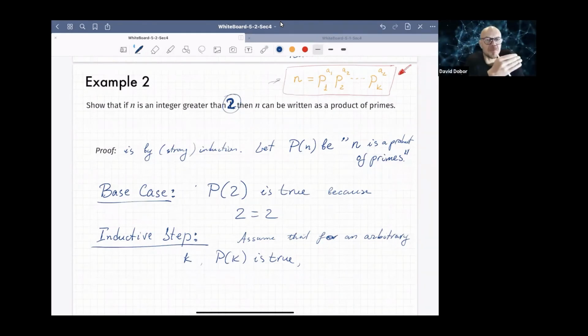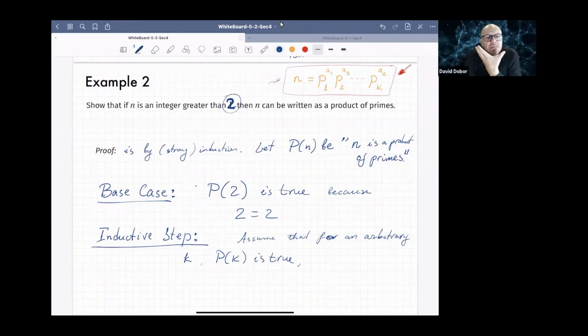And I want to show that from that, somehow it follows that K plus 1 is also a product of primes. So I get to assume that 77 is a product of primes. It's 7 times 11. Okay, 77 is a product of primes. Can I conclude from this that 78 is also a product of primes? How? Why does it follow? It beats me. I don't see it. Maybe somebody else sees it.